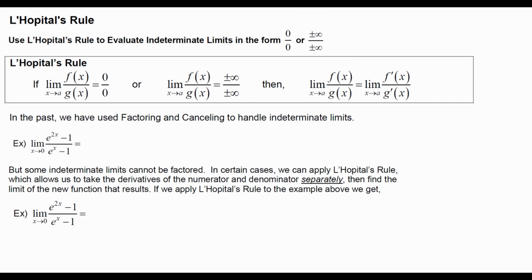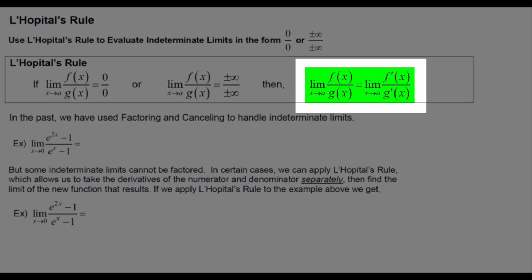And when you do, you can use L'Hopital's rule, which says if the limit as x approaches a of f of x over g of x equals 0 over 0, or the limit as x approaches a of f of x over g of x equals any combination of plus minus infinity over plus minus infinity, then the limit as x approaches a of f of x over g of x is equal to the limit as x approaches a of f prime of x over g prime of x.